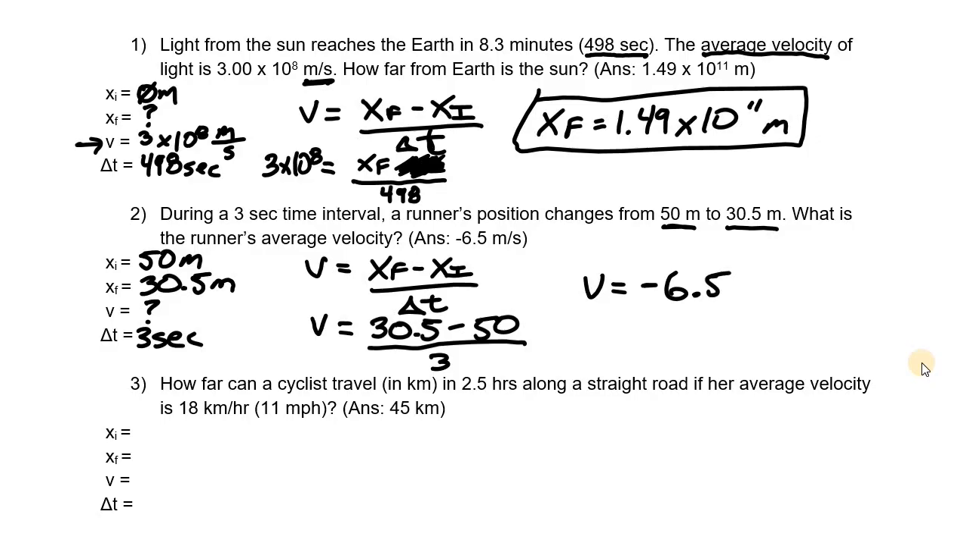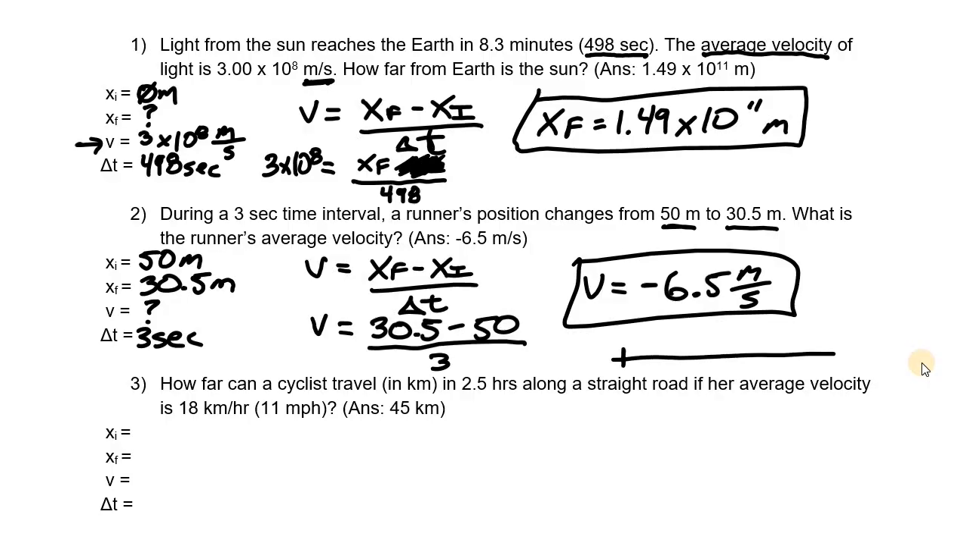6.5, and our units, which our calculator won't tell us, but we do know it because we know that every velocity gets measured in meters per second when we're dealing with meters and seconds. Okay, so this is our answer. Now, you might be saying to yourself, wait a minute, why is it negative? What's going on there?